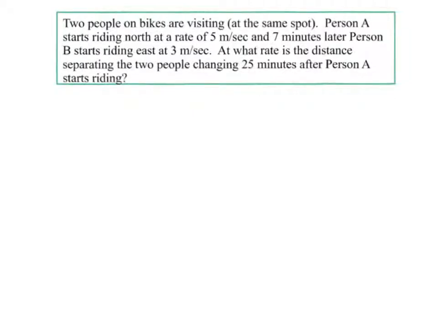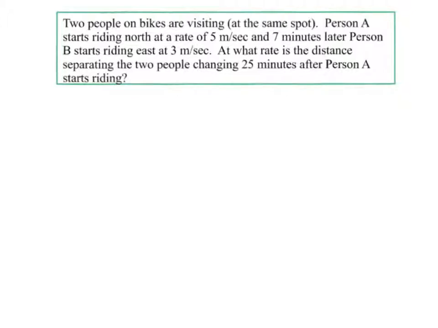This is yet another related rate example. Two people on bikes are visiting. Person A starts riding north at a rate of 5 meters per second, and 7 minutes later, person B starts riding east at 3 meters per second. At what rate is the distance separating the two changing 25 minutes after person A starts riding?